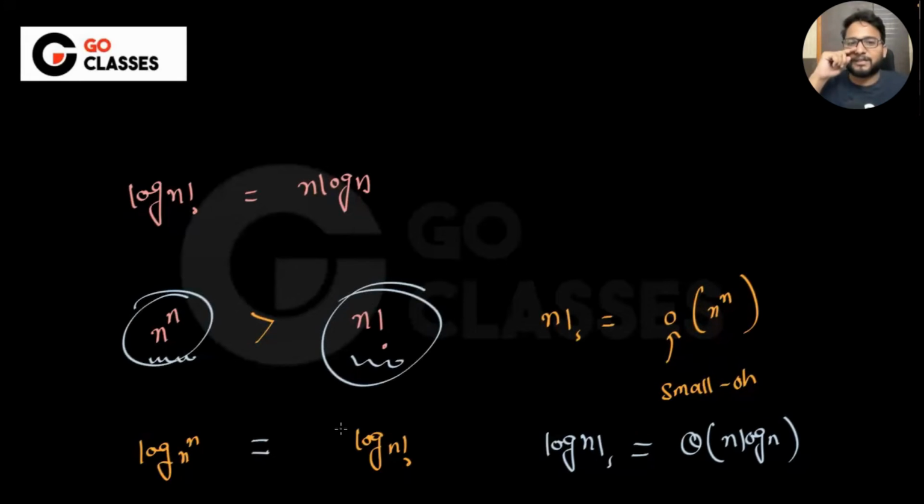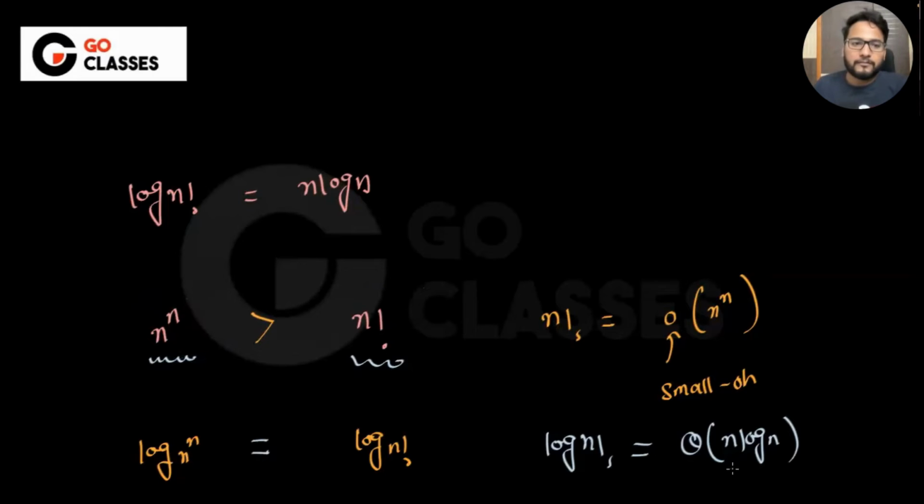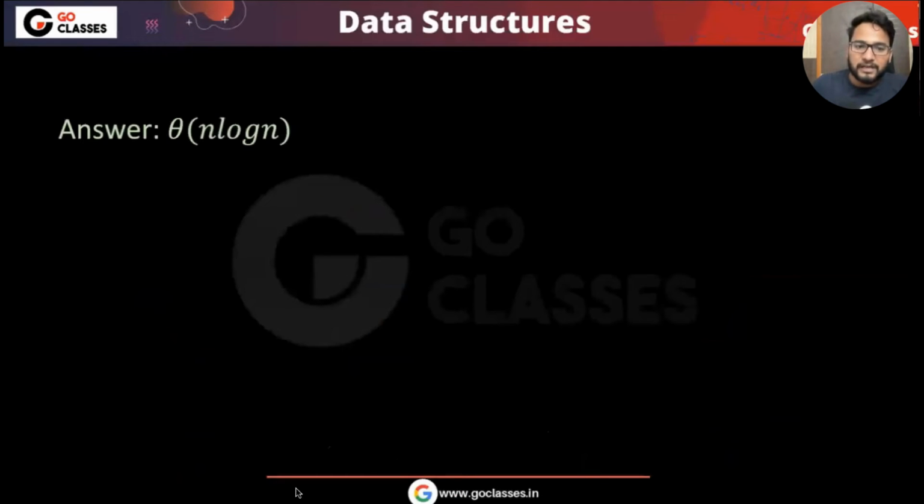So 3-4 years back, this used to happen. They just interchangeably used n power n and n factorial. Okay, now they have updated. That's cool. So earlier that used to happen. So basically, n power n is strictly greater than n factorial. Some of the coaching institutes just interchangeably use it, but that's not correct. Okay, so the final answer is n log n. I hope that is fine.